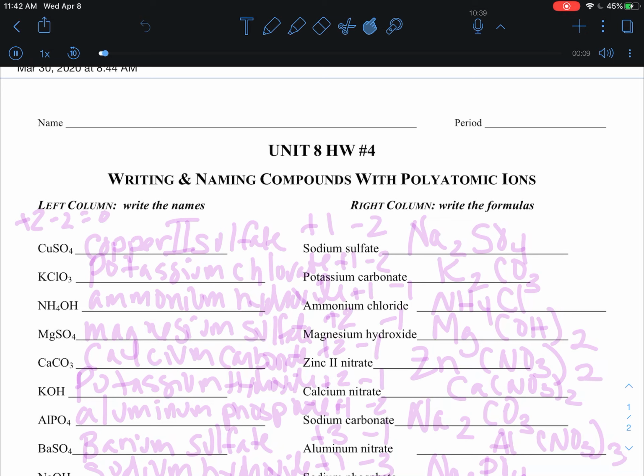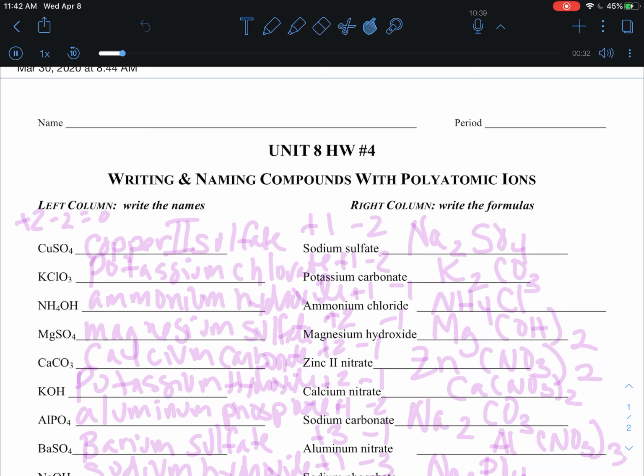I'm going to go over writing and naming polyatomic ions. This is homework number 4, right? Keep in mind, anytime you do this, you should always have your periodic table and your polyatomic ion charts in front of you. I do not expect you to memorize, but here we go.